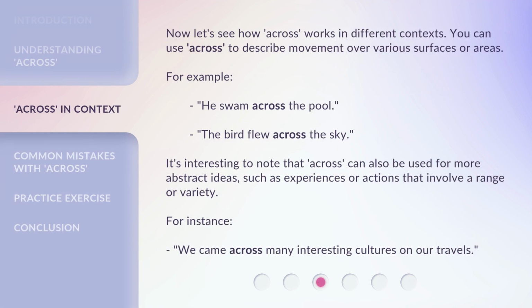Now let's see how across works in different contexts. You can use across to describe movement over various surfaces or areas. For example, he swam across the pool. The bird flew across the sky.